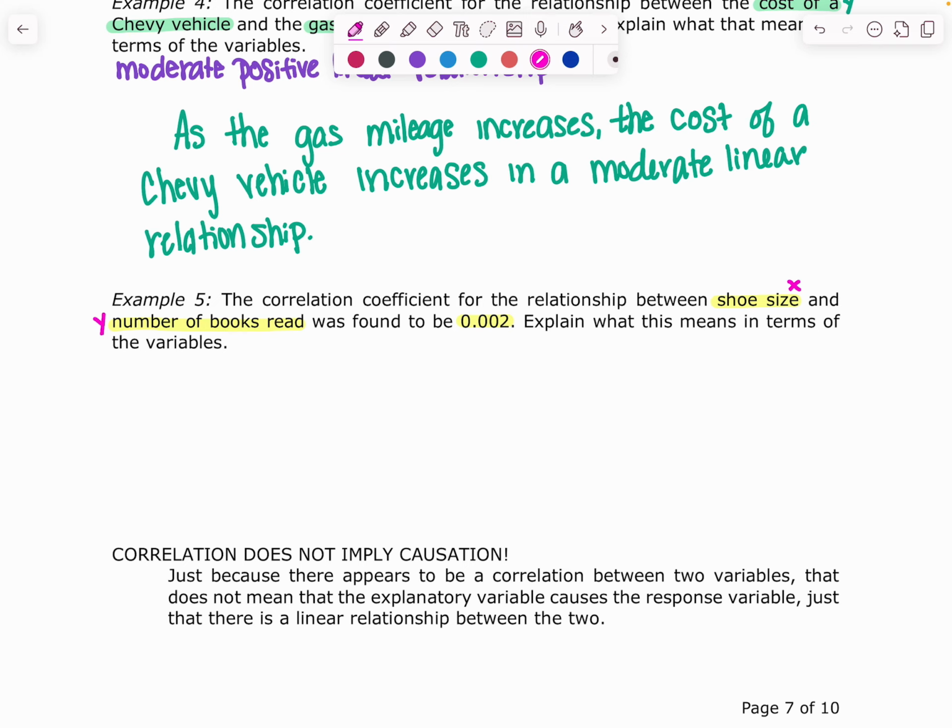And 0.002 would be very weak, possibly even none. And it's still positive. I did not put any negative ones on here. However, what I will tell you is this R value is so small. This is none. There is no relationship here.